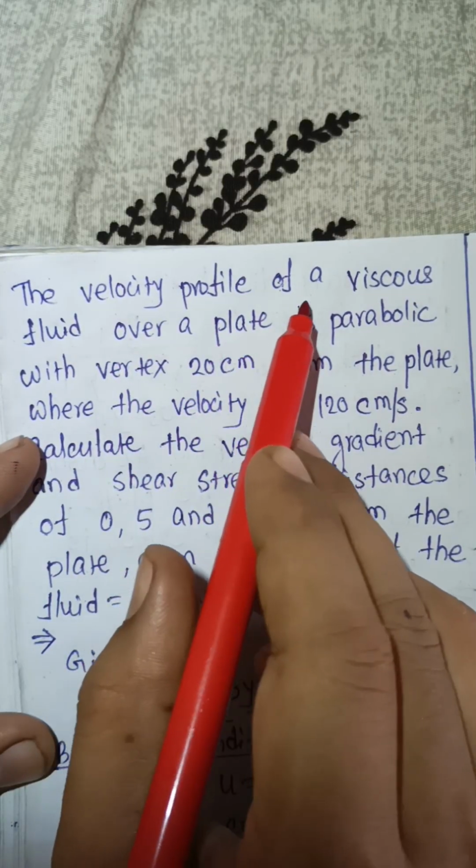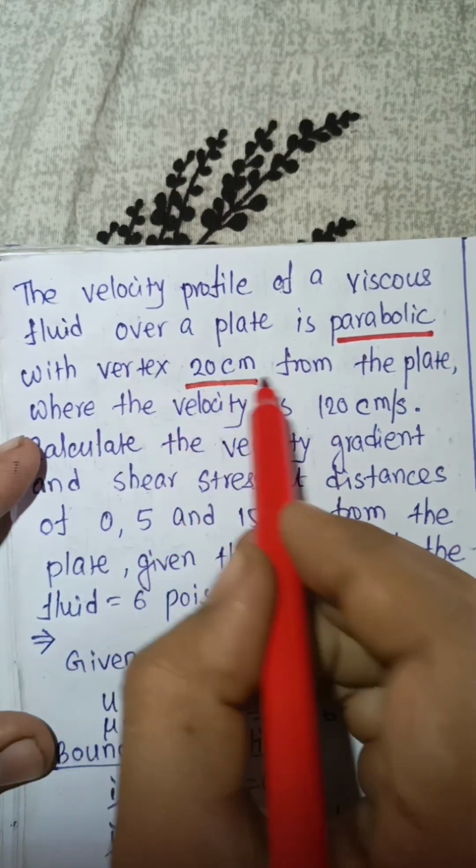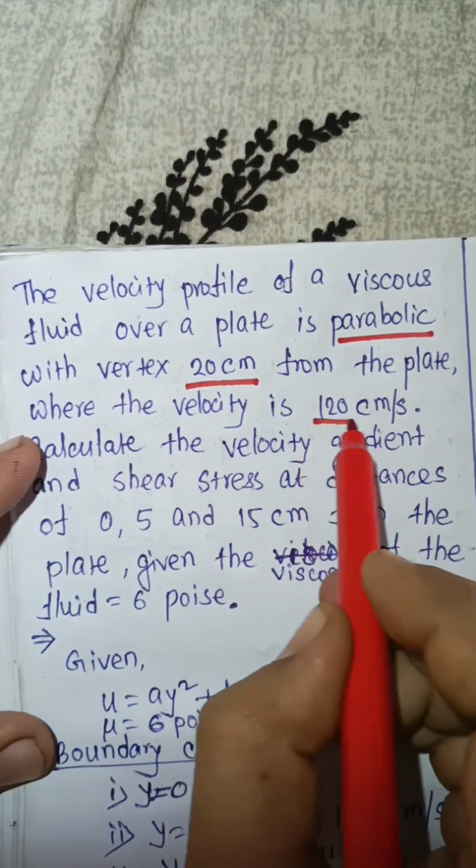The velocity profile of a viscous fluid over a plate is parabolic with vertex 20 cm from the plate, where the velocity is 120 cm per second.